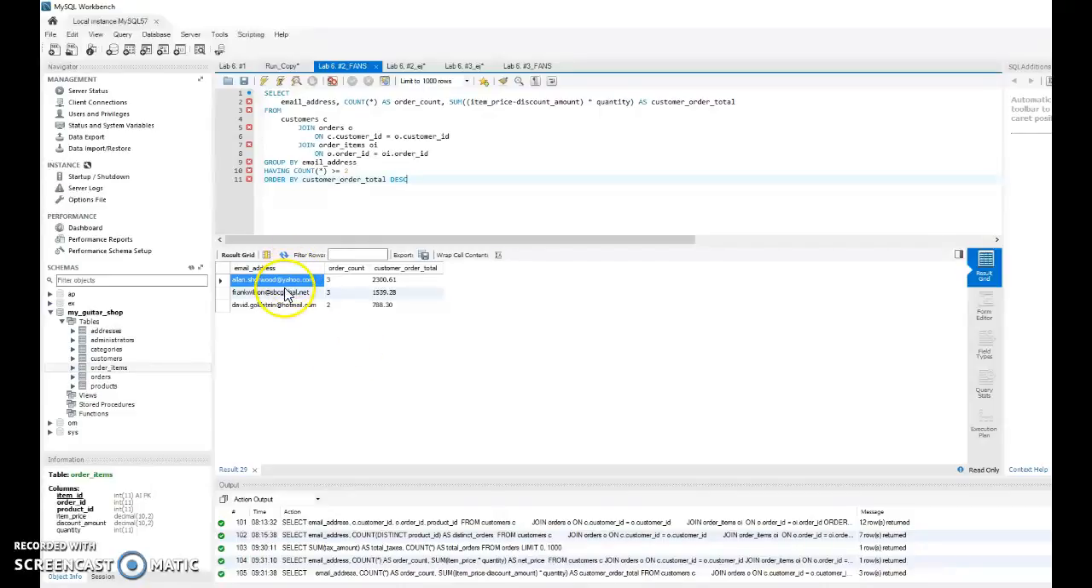So again, we have our email address. We're counting the number of orders, 3, 3, and 2, while excluding those that have only 1 order. And of course, the all-important money question, whereby we have the total orders in dollars minus the discount amount. I'm reasonably happy with that.